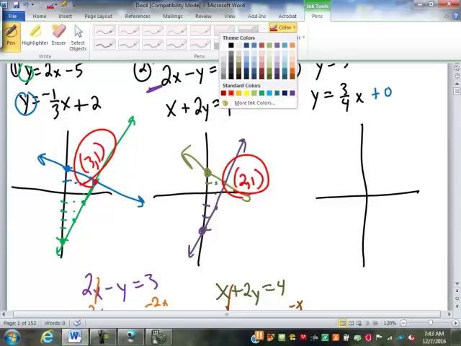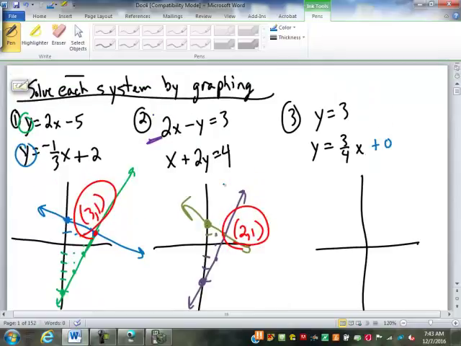Now for this last one, I put a couple equations up there that are a little out of the ordinary. For this first one, y equals 3. Think of it like this, as y equals 3 plus 0x. So where's this one going to start? Up 3. Right? It's got a slope of 0 over 1, so it's going to go up 0 over 1. In other words, it's a flat line.